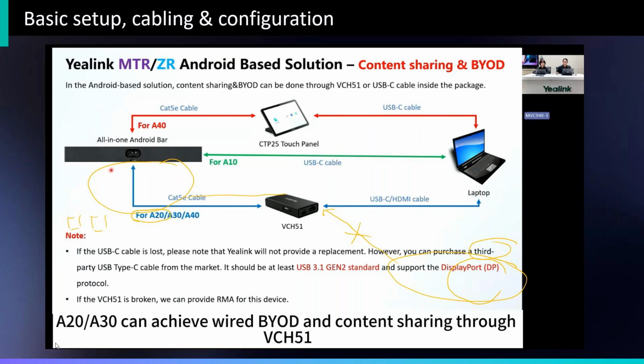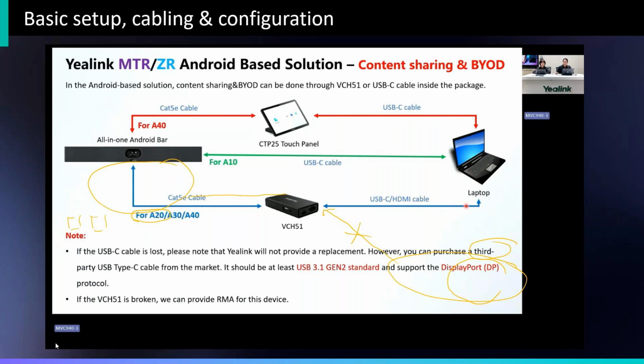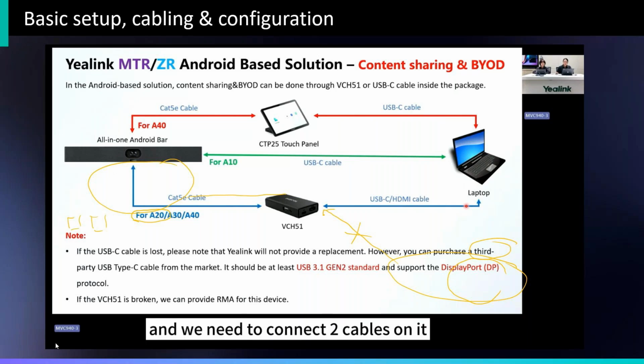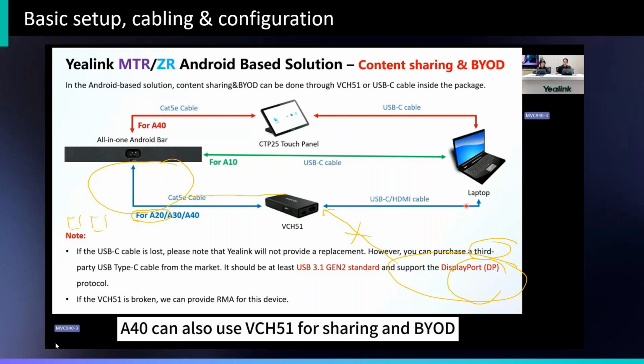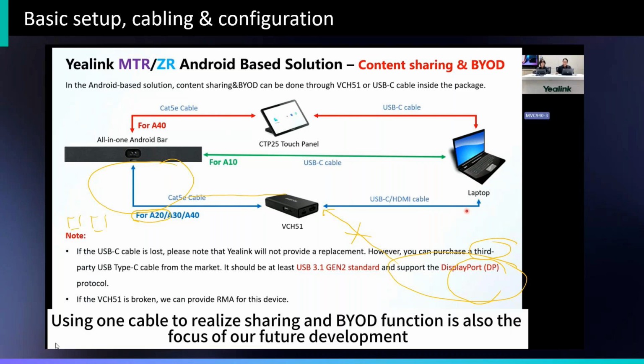A20 and A30 can achieve wired BYOD and content sharing through VCH51. It is a box, and we need to connect two cables on it. A40 can also use VCH51 for sharing and BYOD. Using one cable to realize sharing and BYOD function is also the focus of our future development.